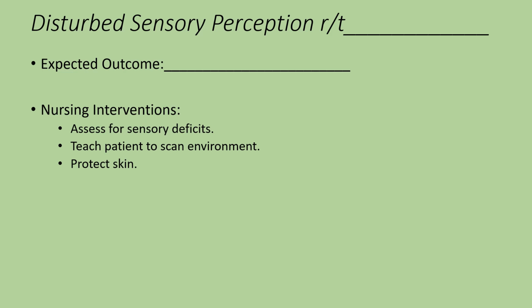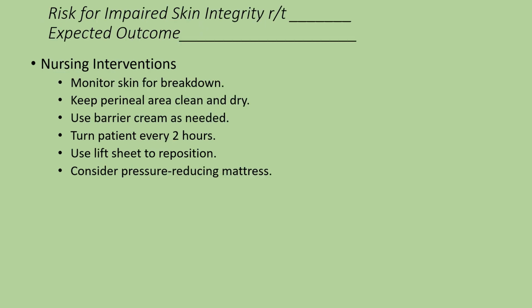Identification of specific deficits is the first step in creating a plan of care. You want to teach the patient to scan the environment to compensate for visual deficit. Implement plans for skin integrity and mobility to protect the patient from complications related to sensory deficits. Risk for impaired skin integrity, irritation, or breakdown related to immobility or incontinence. Expected outcome: the patient's skin integrity will be maintained as evidenced by absence of redness or breakdown.